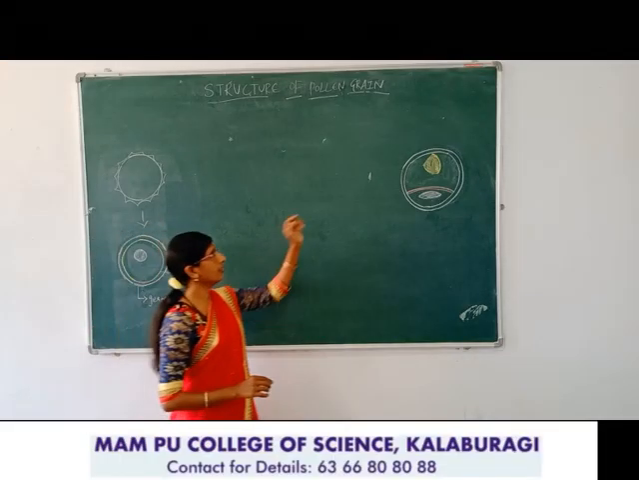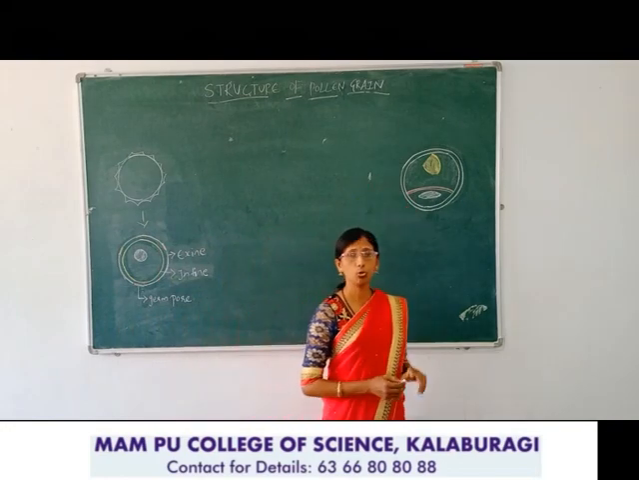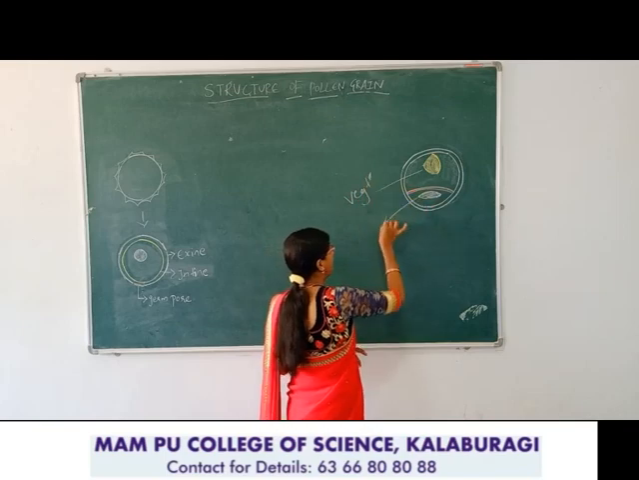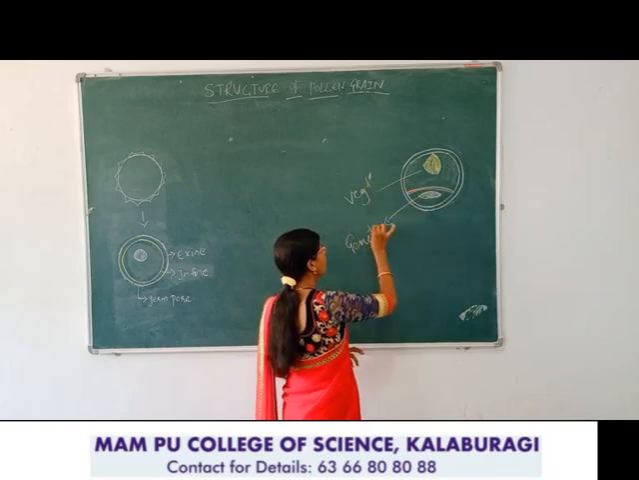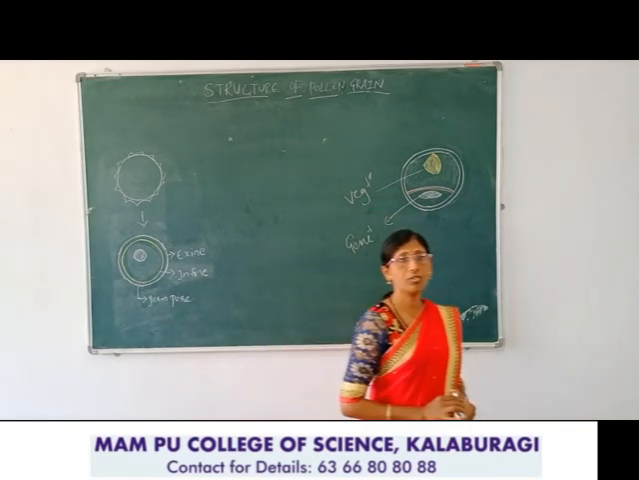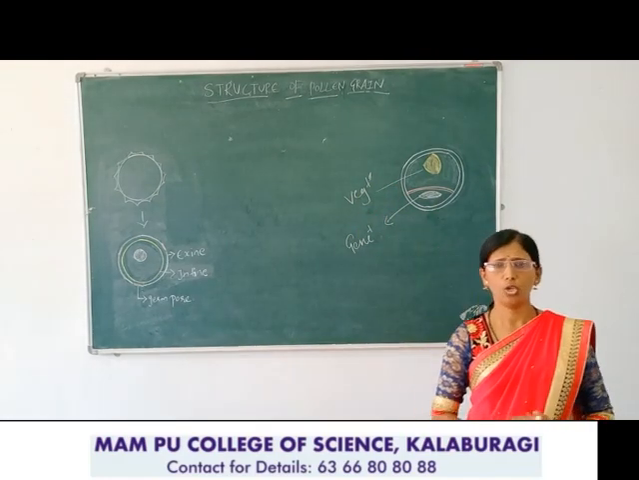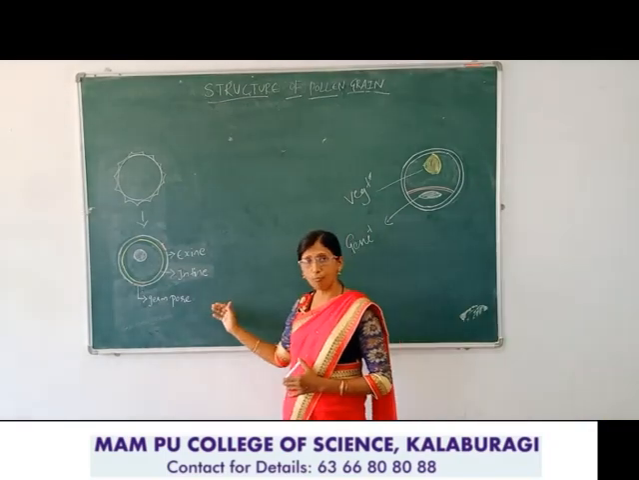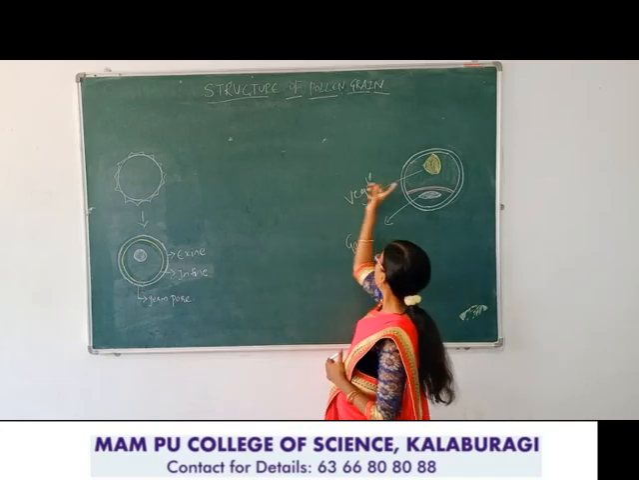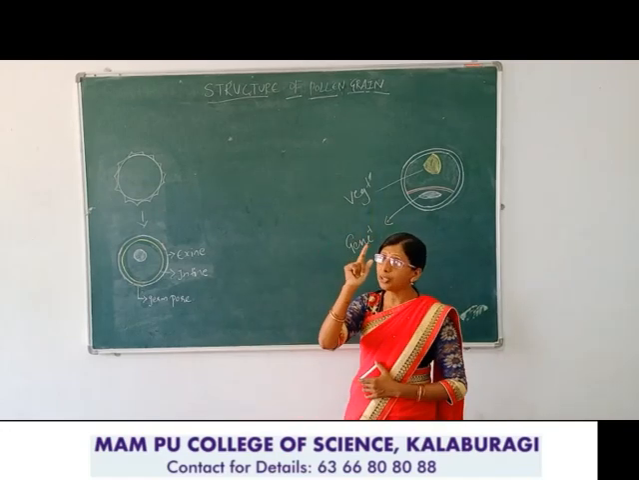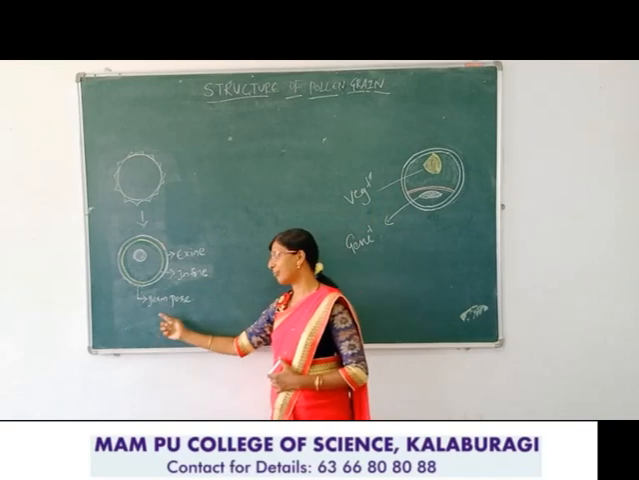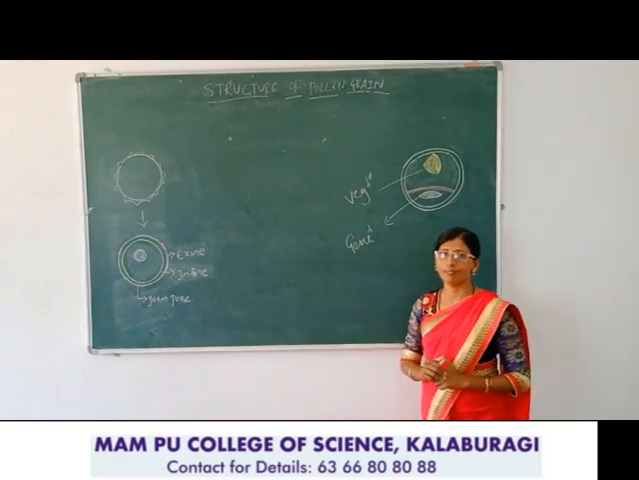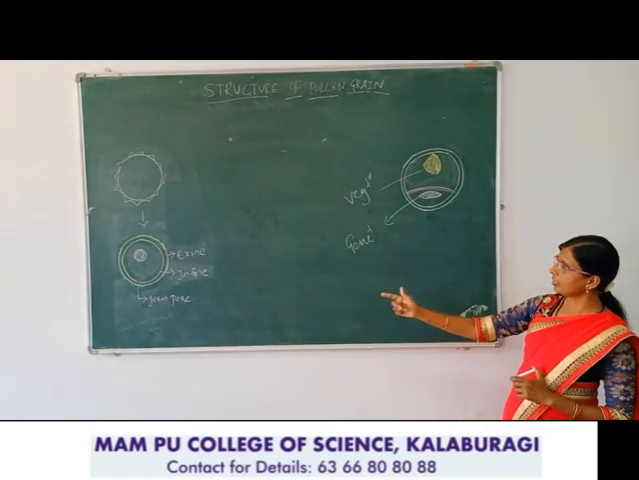Next, these pollen grains contain two cells. One is the vegetative cell and the second one is the generative cell. The vegetative cell is also called the tube cell. Why is it called the tube cell? Because it helps in the formation of the pollen tube, so that the pollen tube can come out from this germ pore and reach the ovule. That is the function of the germ pore.